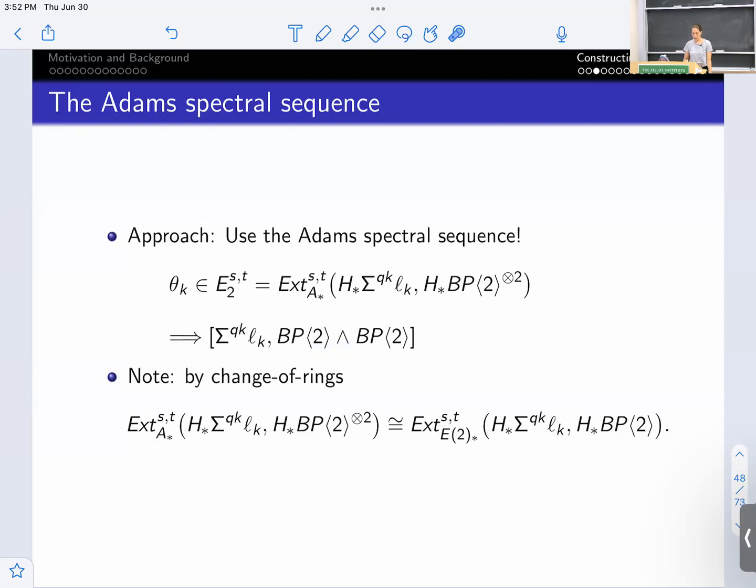So one thing I want to do immediately with this spectral sequence is use the standard change of rings. The homology of BP2 here is A mod mod E of 2 dual. So that lets us rewrite this, instead of Ext over the dual Steenrod algebra mapping into two copies of the homology of BP2, as just Ext over E of 2 dual mapping into one copy of the homology of BP2. So that's a little bit nicer.